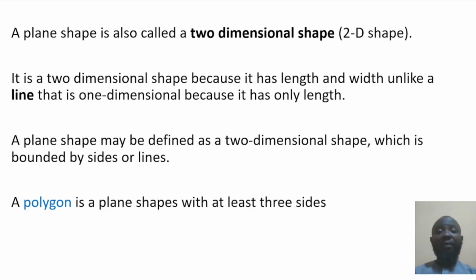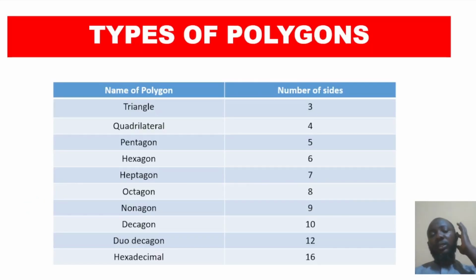But in this video, we are not looking at polygon specifically, but we're going to look at some types of polygon that we have. So let's look at types of polygon. I said a polygon is a plane shape with at least, that is the minimum you can see in a polygon, three sides. And that is a triangle. When it has three sides, it is referred to as a triangle. And the next one is quadrilateral.